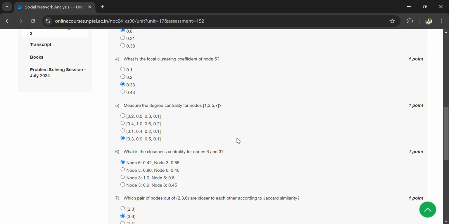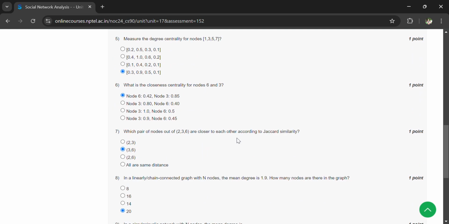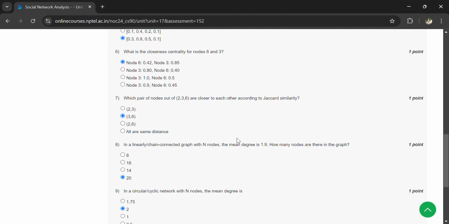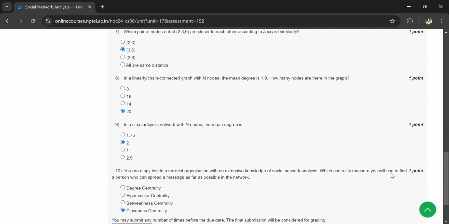For the node 6 is 0.42, for the 3 is 0.85. Which pair of nodes out of 2, 3, 6 are closer to each other according to the Jaccard similarity? 3, 6. In a linearly chain connected graph with the nodes, the mean degree is 1.8. How many nodes are there in the graph? 20. In a circular cyclic network with nodes and the mean degree is 2.